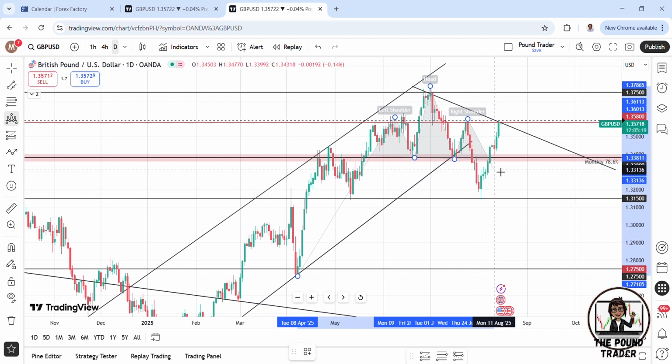Personally, I thought that it would just react around this level here, but we can see that it did come around this level here almost to make a double top, so maybe waiting for more bearish indication before getting the confirmations to sell towards these levels down here.